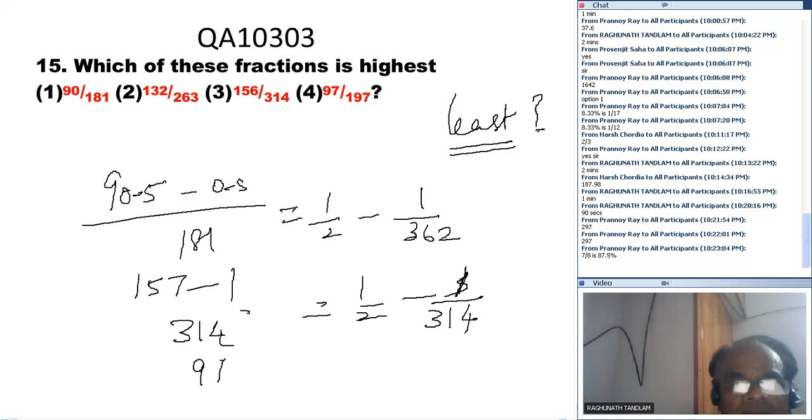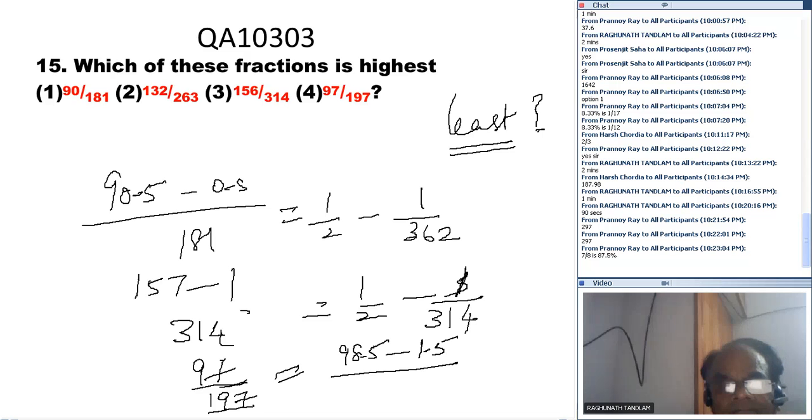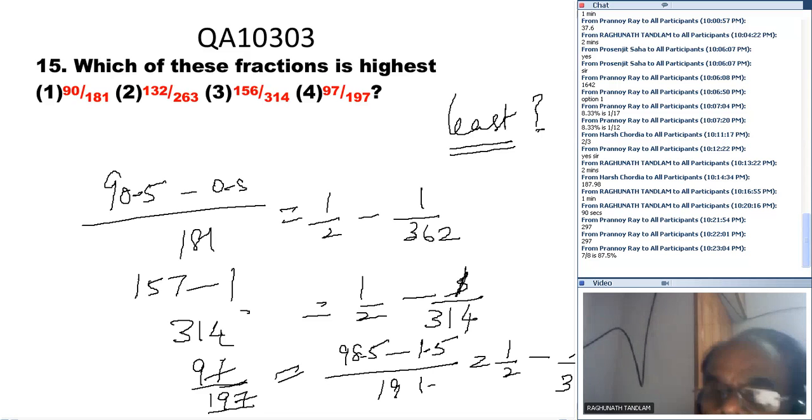97 by 197 is nothing but, when I divide by 2, it's what? 98.5 minus 1.5, which is half minus 3 by 382. So obviously 1 by 362 is smaller than 1 by 314, which is definitely less than 3 by 382. So obviously 97 by 197 is the least. Right.